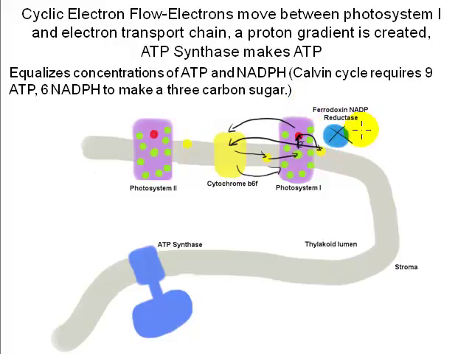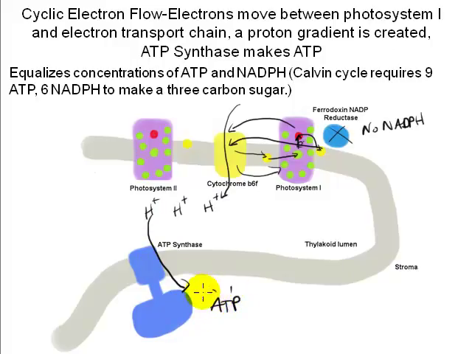Well, if electrons are not being passed off to NADP, obviously no NADPH is going to be produced. But electrons are still being moved down the electron transport chain. A proton gradient is still going to be created, and ATP is still going to be synthesized by ATP synthase. So cyclic electron flow produces ATP, but no NADPH.